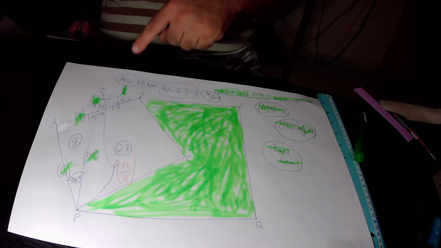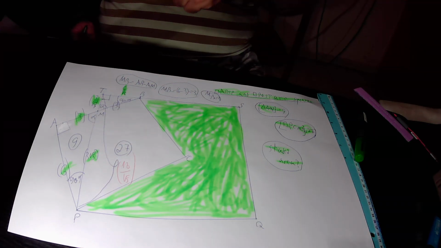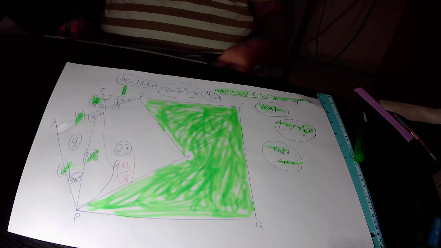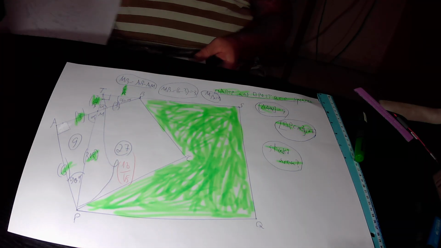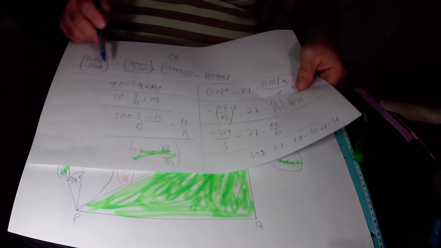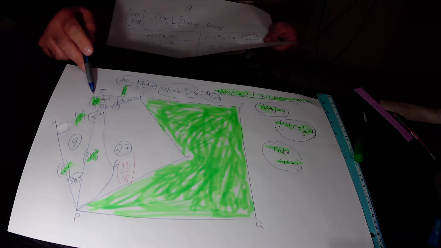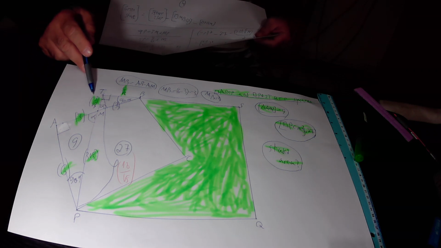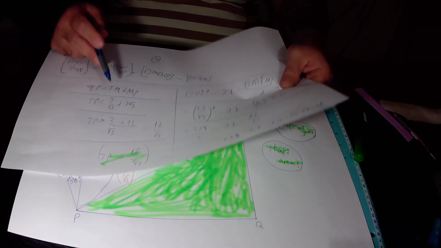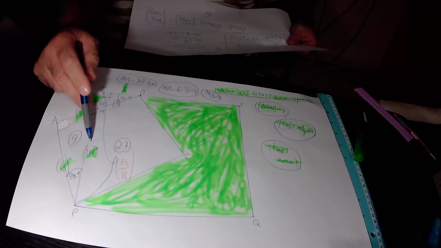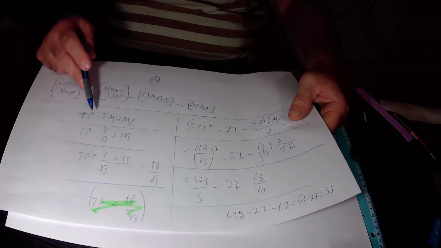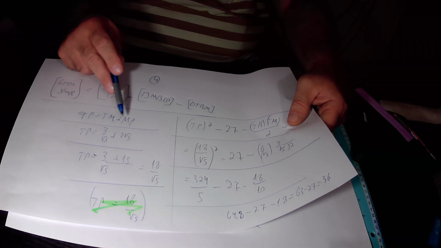What is the length of TP? It is one side of the big square TSQP. TP in total equals TM plus MP. So TP equals TM, which is 3 over square root of 5, plus MP. MP is 3 times square root of 5. So in total, TP equals 3 over square root of 5 plus 3 times square root of 5.